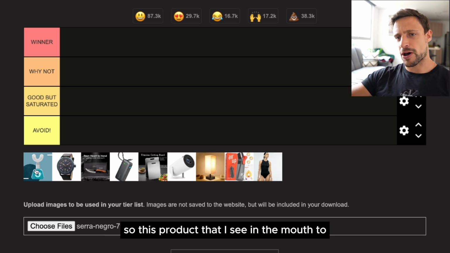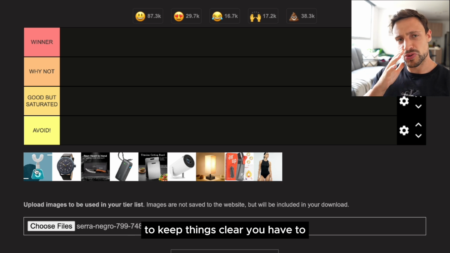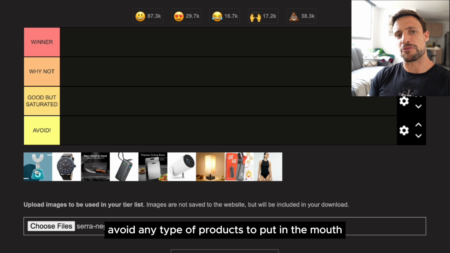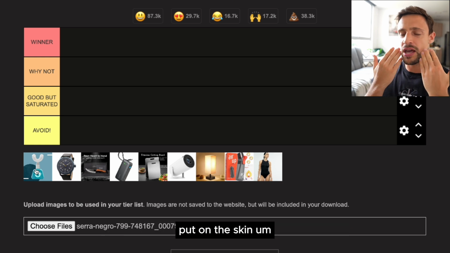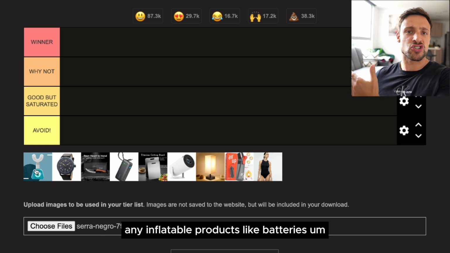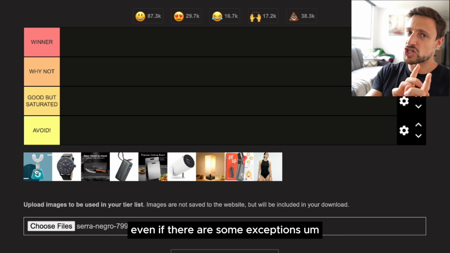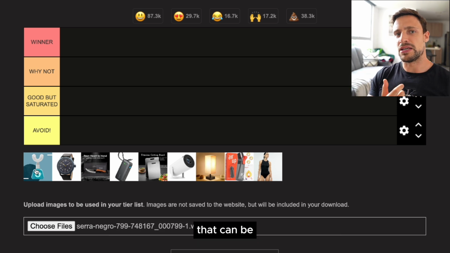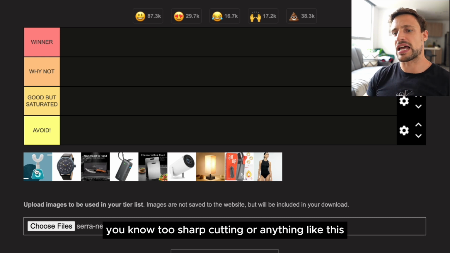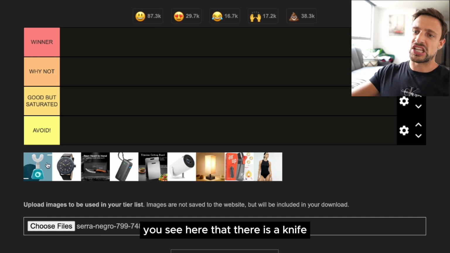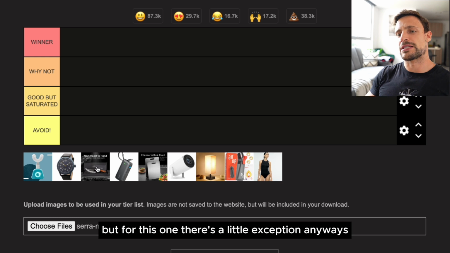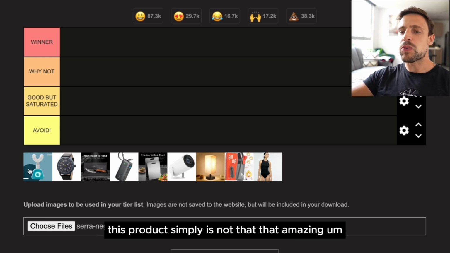So for this product that I see in the mouth, to keep things clear, you have to avoid any type of products that you put in the mouth, put on the skin, any inflammable products like batteries, some dangerous products sometimes, even if there are some exceptions, too sharp, cutting or anything like this. You see here that there is a knife, but for this one there's a little exception. Anyways, for that one, this product simply is not that amazing.